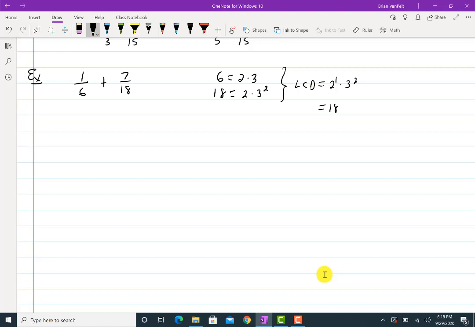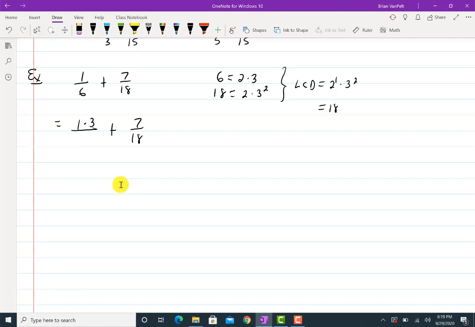Now, you watching me do this, you may have known that 18 was going to be the LCD, but I wanted to stick to the method to show you that it always works. That means I can leave the 7/18 alone, but I want to change the first fraction to have a new denominator of 18. So let's look at this. If I take 6, how many times does it go into 18? Well, 18 divided by 6 is 3. So I multiplied 6 by 3 to make that into 18. I also have to multiply the numerator by 3.